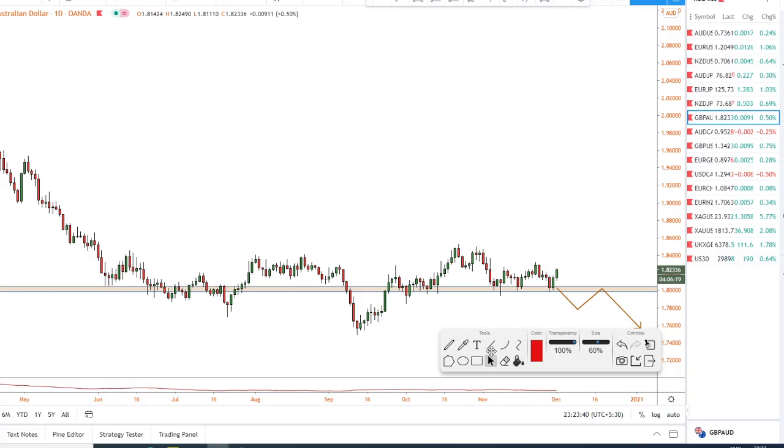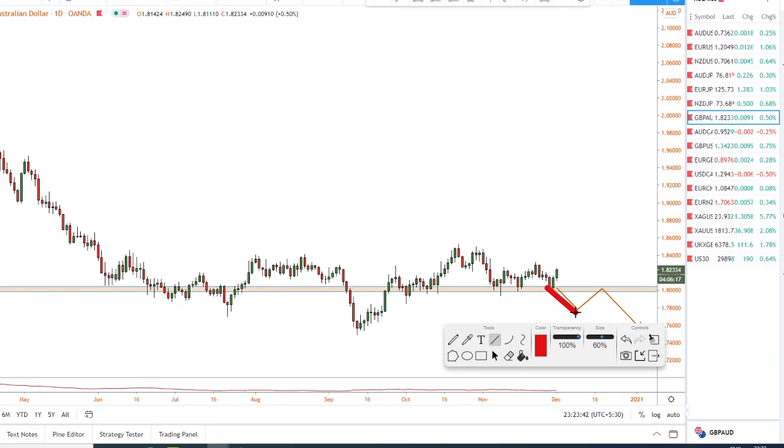If it comes up here, then this will act as resistance. Only then will I be looking for selling opportunities. So as you can see here, it's already moving up, so we don't know whether that's going to happen, but if it happens, then I'm taking the trade. If it doesn't happen, that's fine. I'm not bothered. Basically, I'm not going to take a trade.